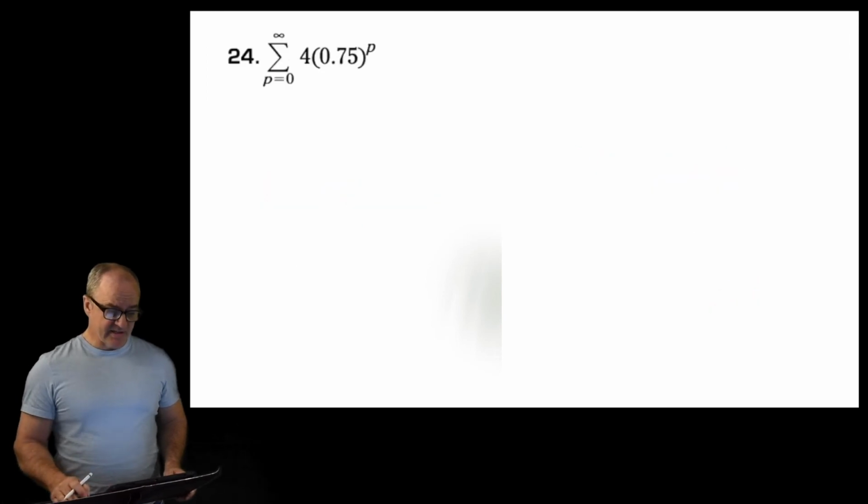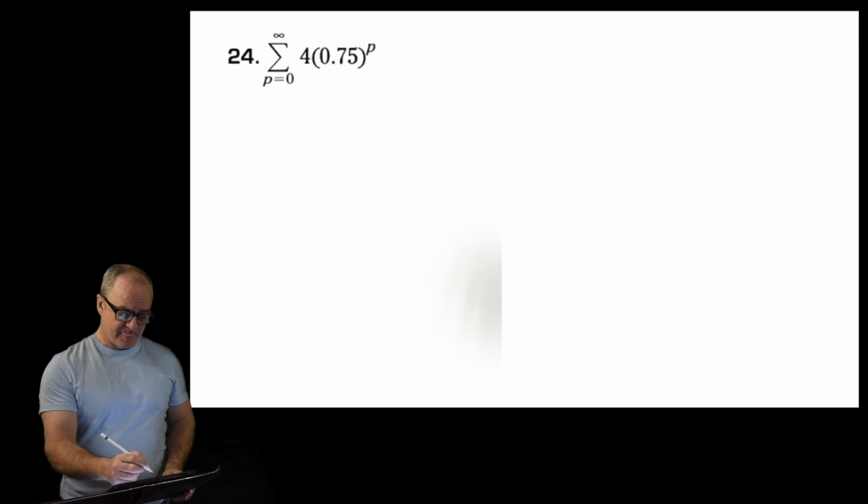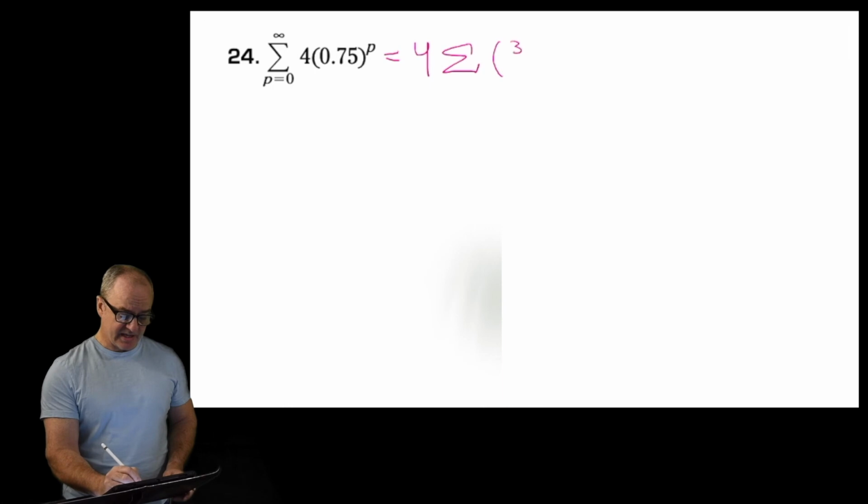Now next, we have this one, where the directions were to write this out in expanded form and find the sum. Now a sigma is also a semi-permeable kind of membrane, so there's nothing wrong with writing the 4 outside here and just looking at this as 3/4 raised to the p power as you go from 0 to infinity. So let's expand that a little bit. Let's plug in some points.